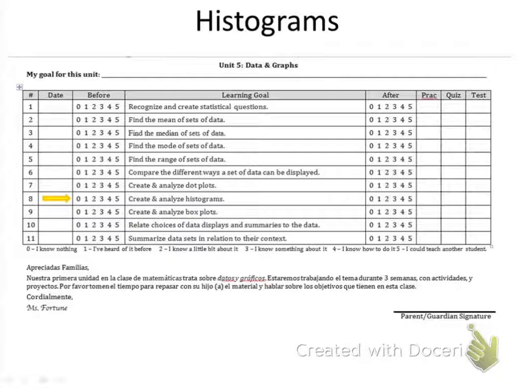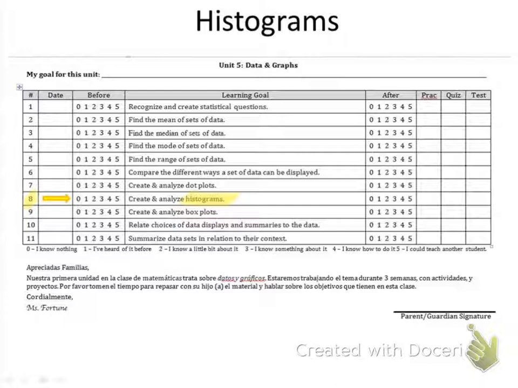Please open your notebook to your learning goal page. Right now we're talking about learning goal number 8. It's to create and analyze histograms. Please, once you've gotten there, highlight, underline, or circle the word histograms, and then think about your level of understanding.